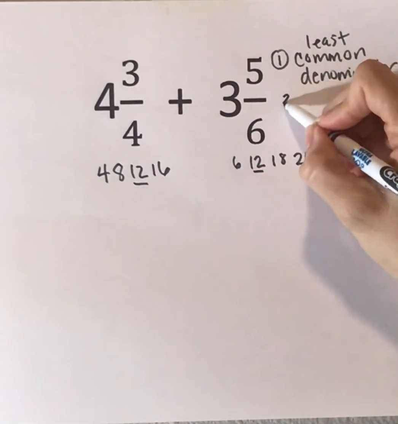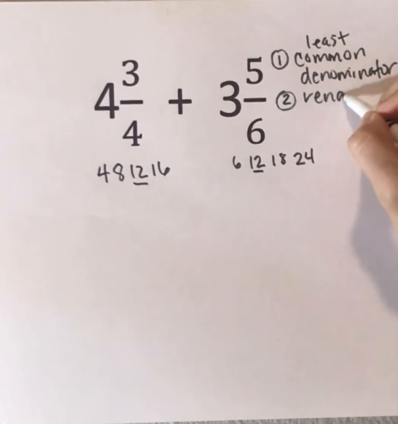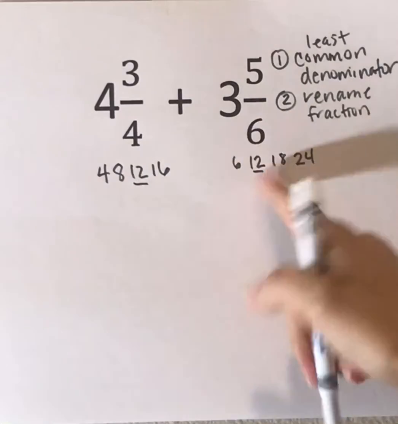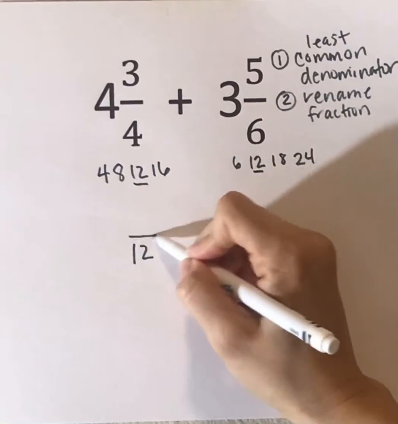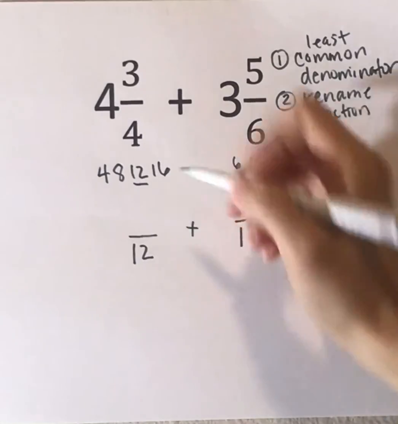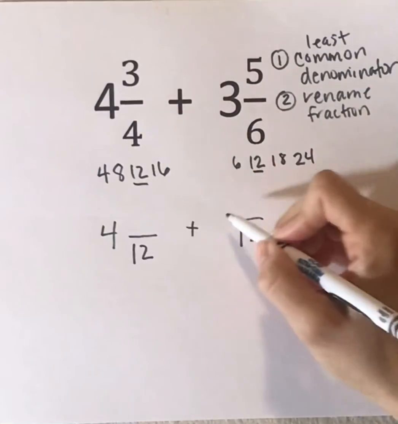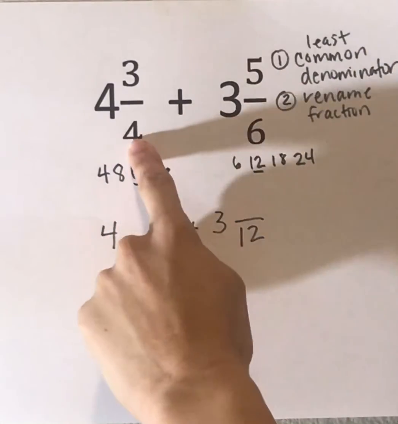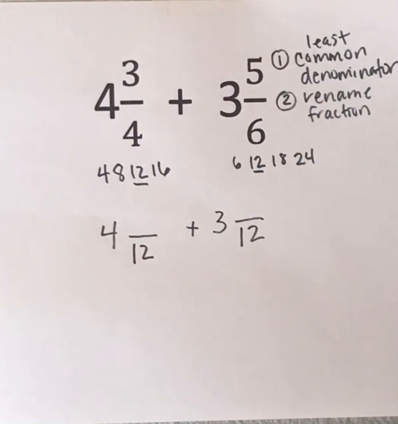The next step is we're going to rename the fractions. So we're going to use 12 as our new denominator. Don't forget to carry down your whole numbers. We'll deal with those in a minute. To rename the fractions, we're going to be using multiplication. And whatever I multiply the bottom by, we're going to also multiply the top by the same number.